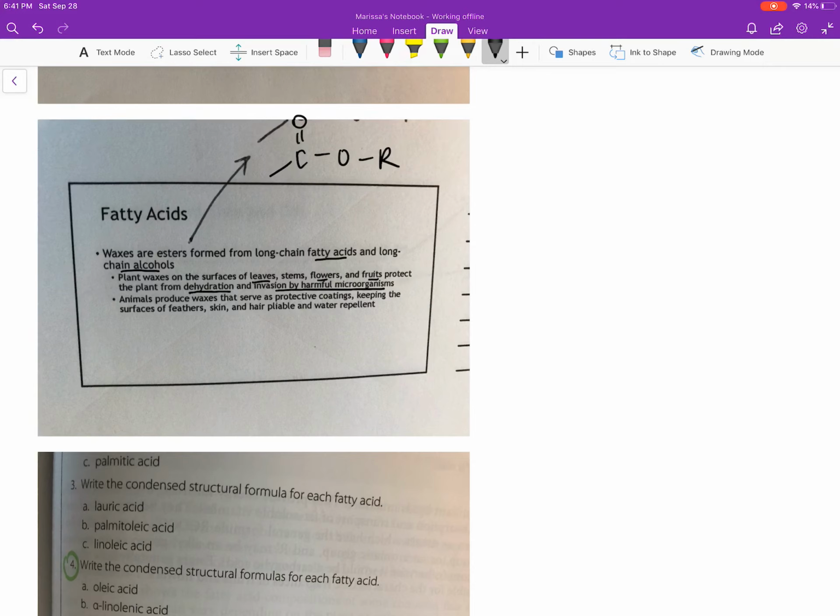Now, animals, on the other hand, will produce waxes that serve as protective coatings. Some examples are things that keep the surface of feathers, skin, and hair pliable, also acting as a water repellent. So remember, wax, water repellent, which reiterates the idea that these are non-polar and water is polar. They do not mesh well.